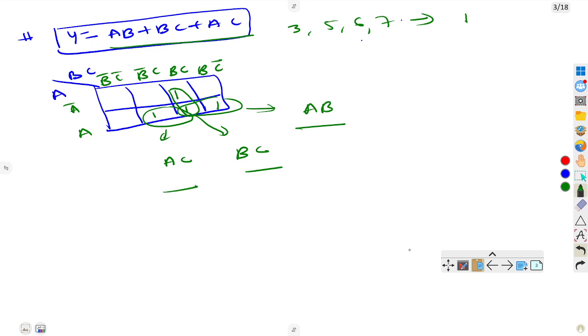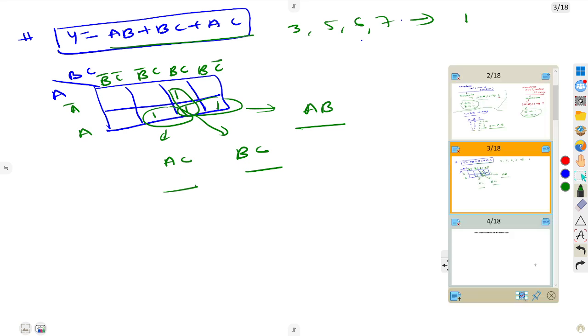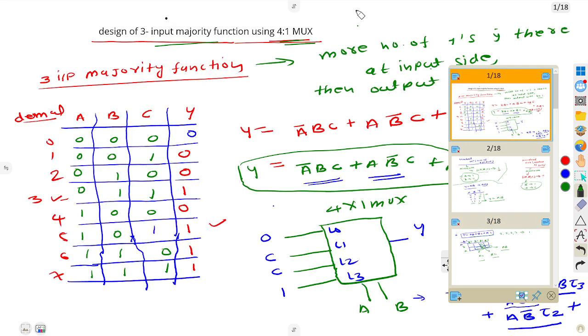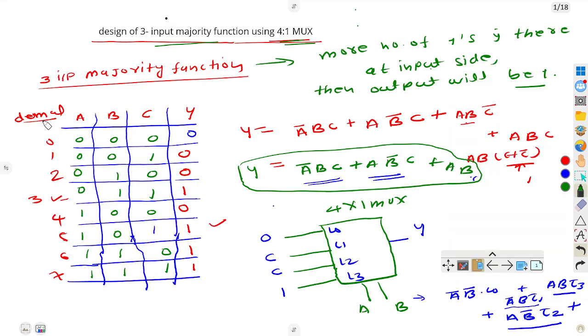So if the interviewer asks you to design the three input majority function using the four cross 1 mux, which thing do you need to explain? The simple thing, just make the truth table, and tell that if more number of 1s is there at the input side, then output will be 1, otherwise output will be 0. If the number of 1s is greater than the number of 0s, then output will be 1, otherwise output will be 0. So here I explain only 3, 5, 6 and 7. The number of 1s is greater than the number of 0s, so output will be 1.